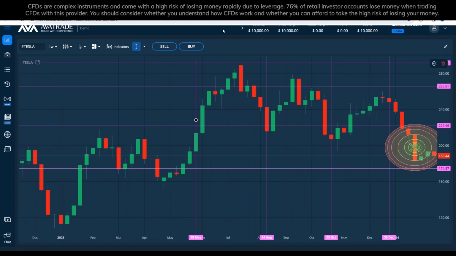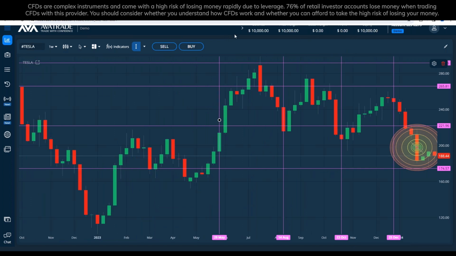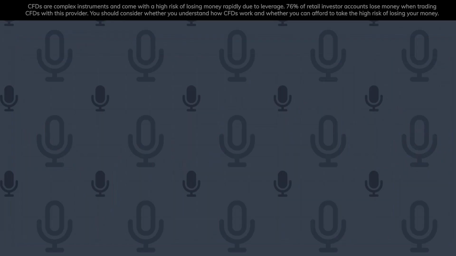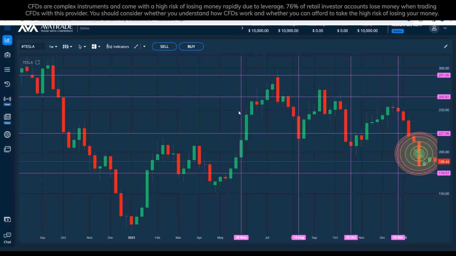Did I click on something? Just a second, it seems like my screen is a little bigger. Just a second, guys. It looks a bit different, but I'm not sure what's wrong here. Oh well, as long as you can see the chart.